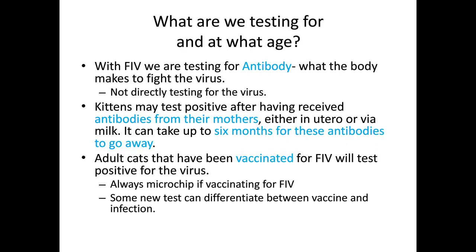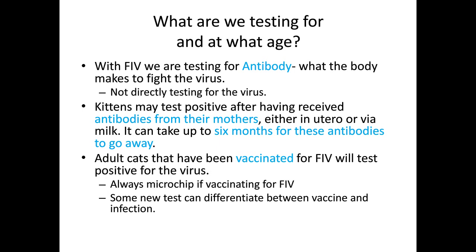So how about for FIV? With FIV, we're testing for the antibody. The antibody is what the body makes to fight the virus off, which shows us that there's been some exposure to the virus if the body made that. So we're not testing for the virus directly. Kittens may test positive after having received antibodies from their mothers, either in utero or through the milk. It can take up to 6 months for these antibodies to go away. So we can get false positive tests from kittens when we test for FIV.